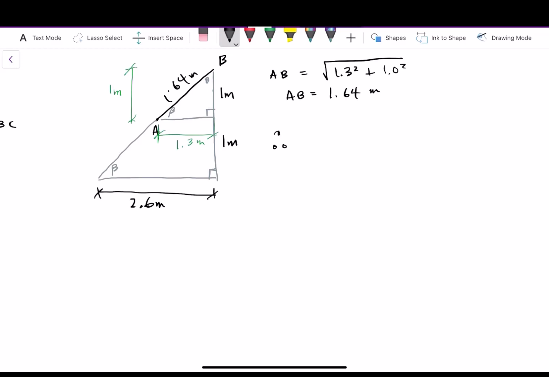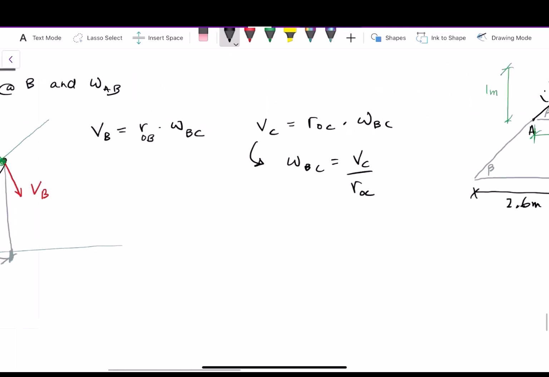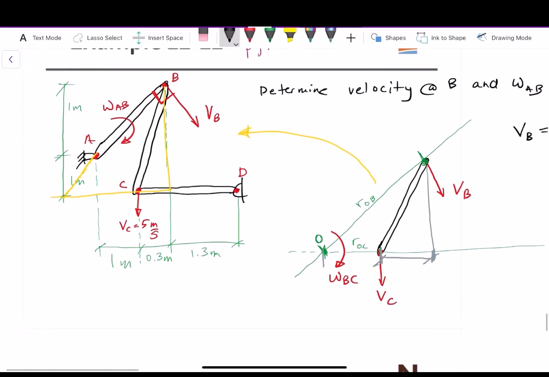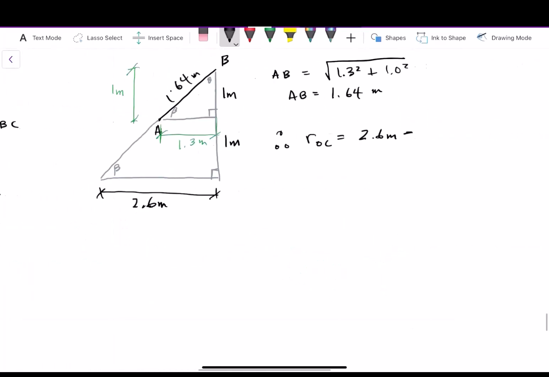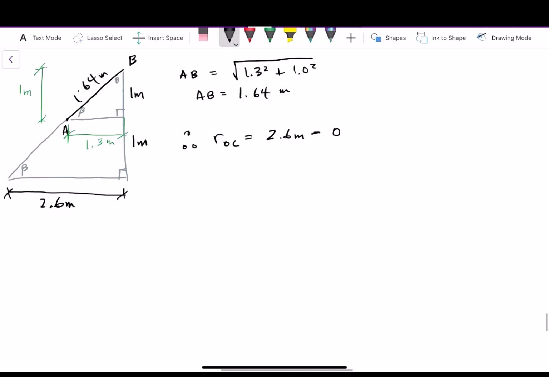Therefore, ROC is equal to 2.6 meters minus what? If we go all the way back, it would be minus that 1.3 meters right in here. Okay, so let's do that. 2.6 minus 0.3 meters. So ROC is equal to 2.3 meters.